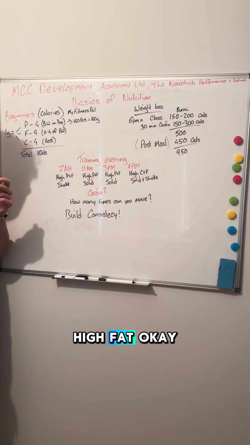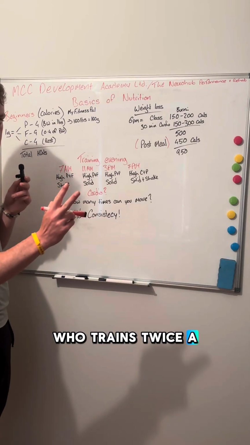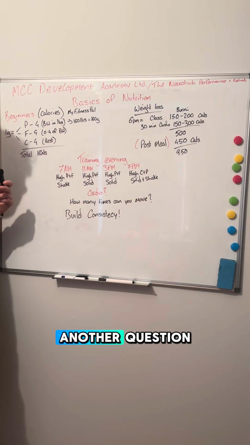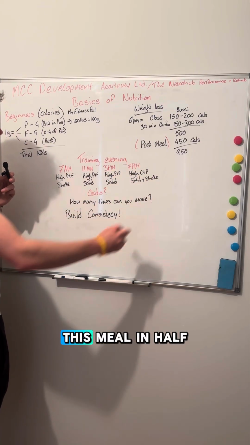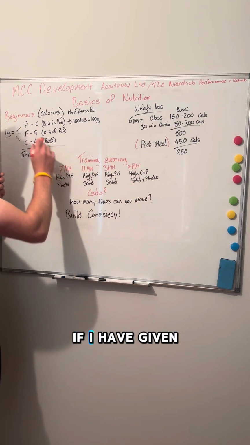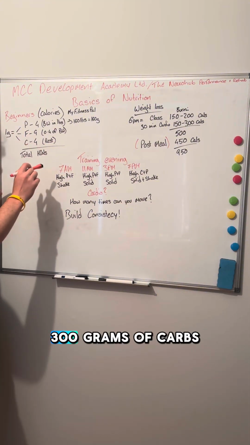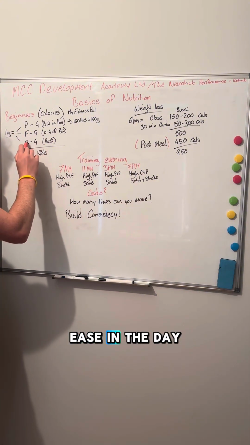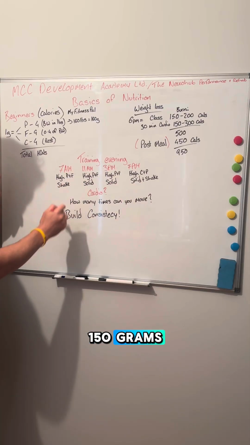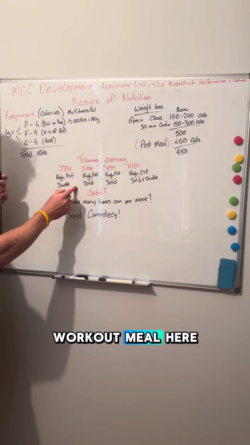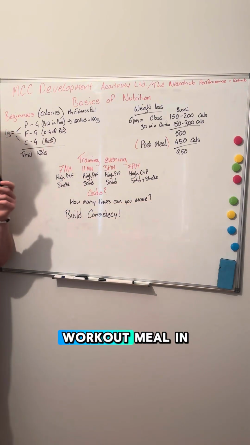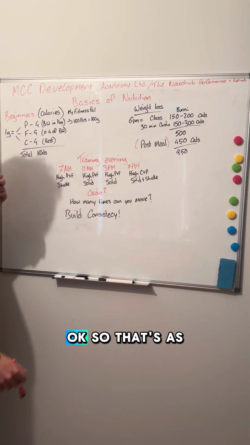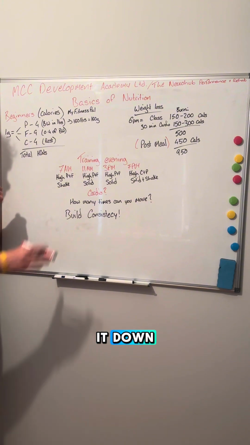Okay, if you're someone who trains twice a day, and this will be another question that will maybe pop up, you will just split this meal in half. So, for example, if I have given you 300 grams of carbs to eat in the day, you would have 150 grams as your post workout meal here, and you would have 150 grams of carbs in this post workout meal in the evening, guys. Okay, so that's as simple as we break it down.